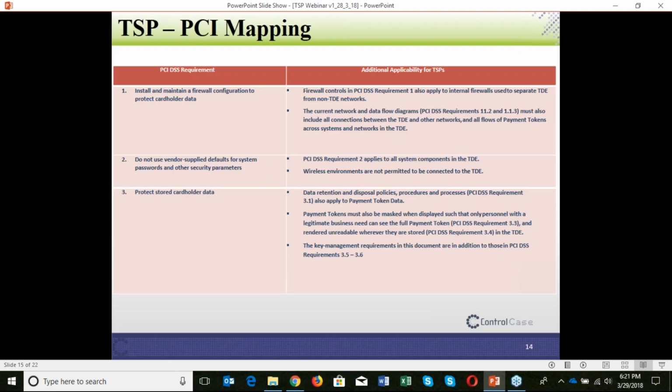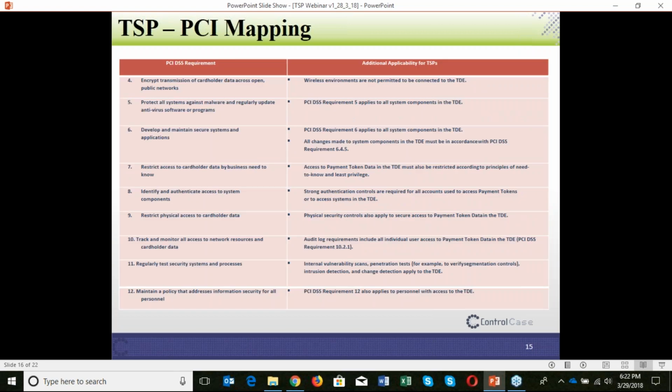This is a typical PCI TSP mapping, where each requirement is maintained against the PCI DSS. So here we have 12 controls as we see it, and again they are mapped to the PCI DSS. This is a slide just to demonstrate that they are mapped against the PCI.